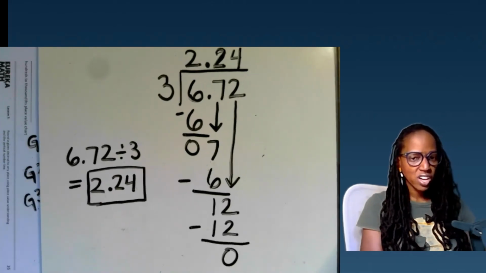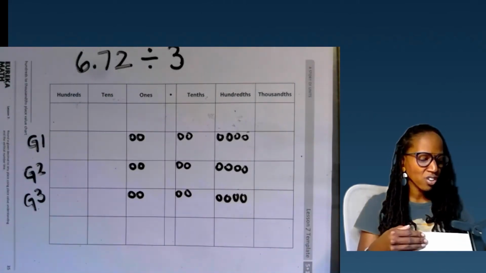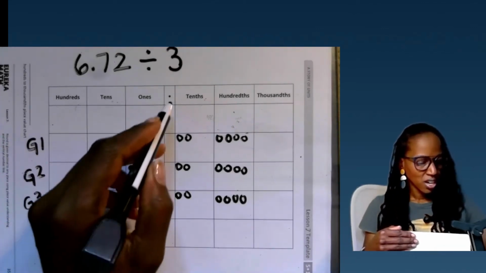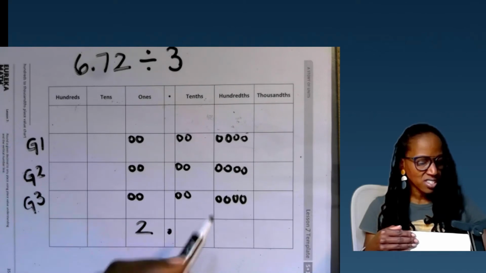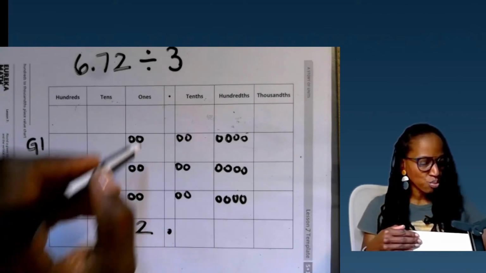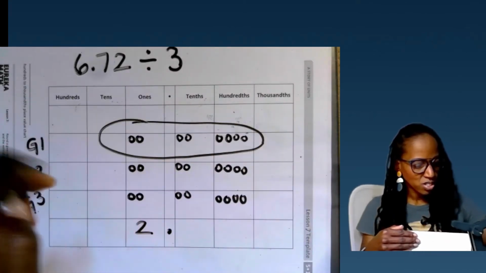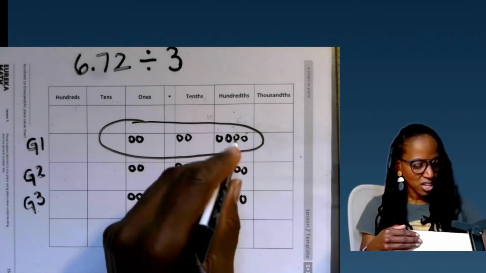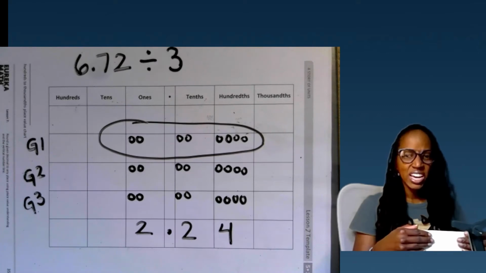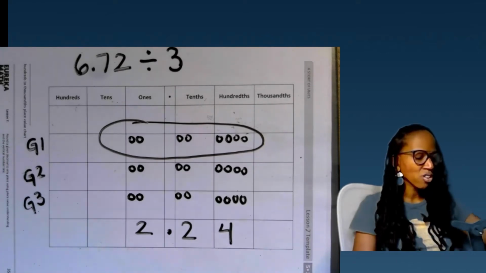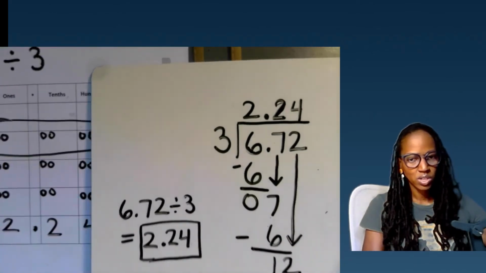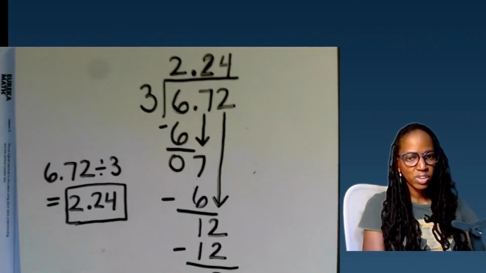On our place value chart, we represent our final answer by saying that we have 2 ones. Put a 2 here. My decimal is between the ones and the tenths place. I have 2 each group, this is one group. Every group has 2 ones, 2 tenths, and 4 hundredths, okay? So that's how the standard algorithm lines up with the place value chart, okay?